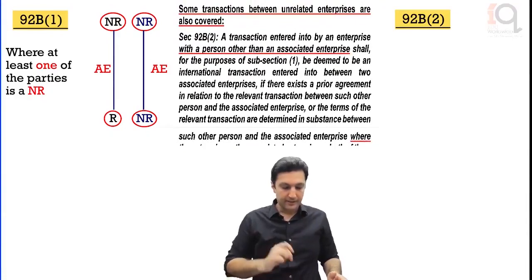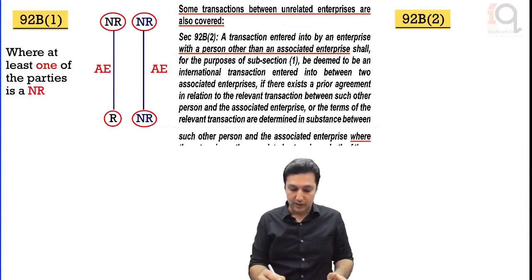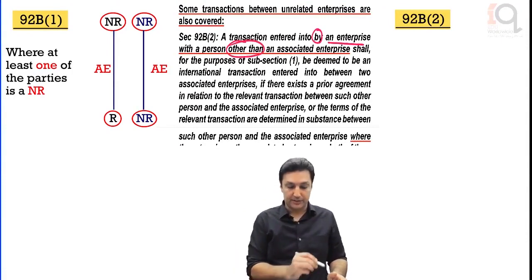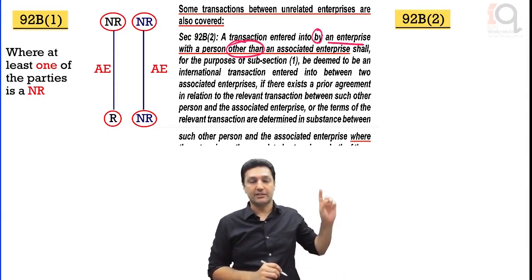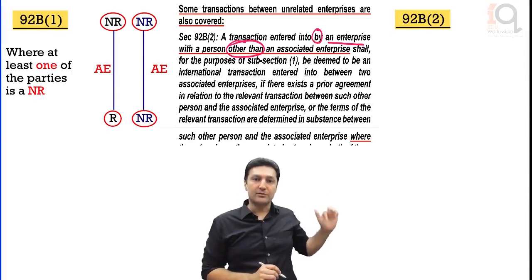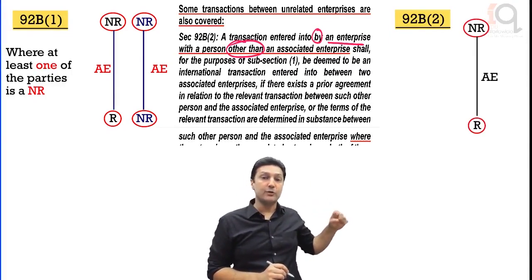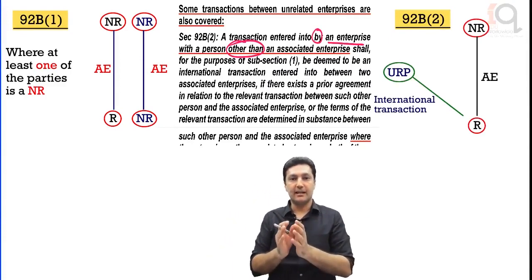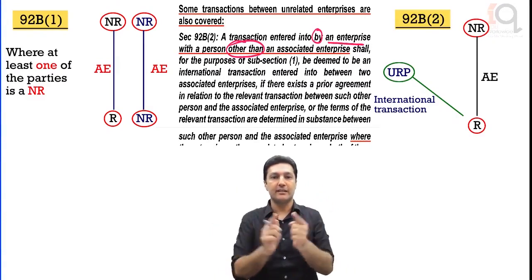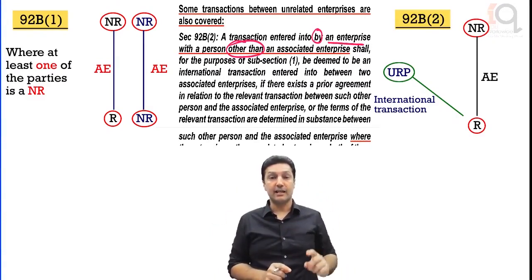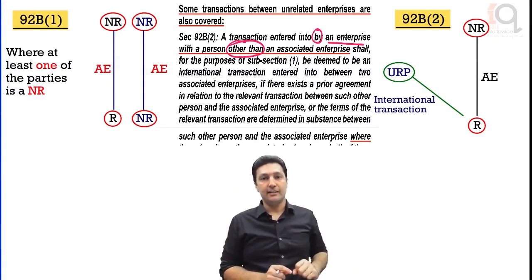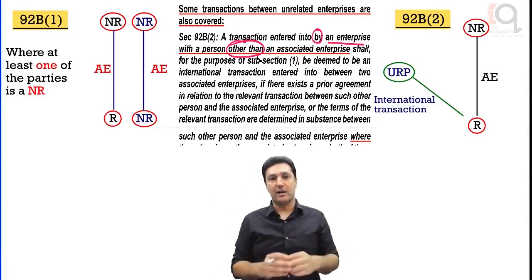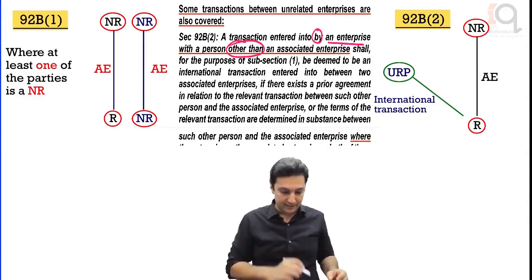He says a transaction entered into by an associated enterprise with a person other than an associated enterprise. So this is a transaction by one associated enterprise entered into with an unrelated party. So far, 92B1 said that an international transaction has to be between associated enterprises. 92B subsection 2 is saying that even a transaction between an associated enterprise and an unrelated party can be an international transaction. Let's see what he says.